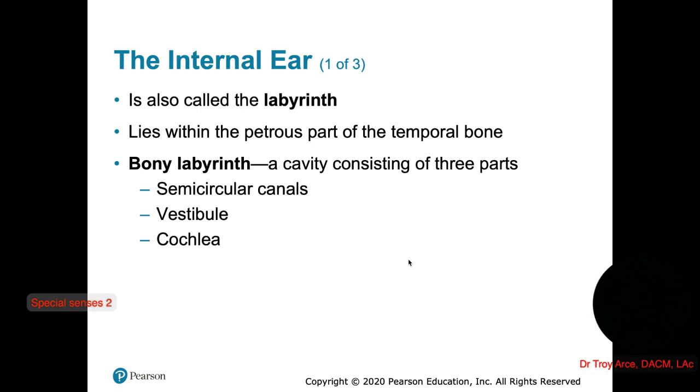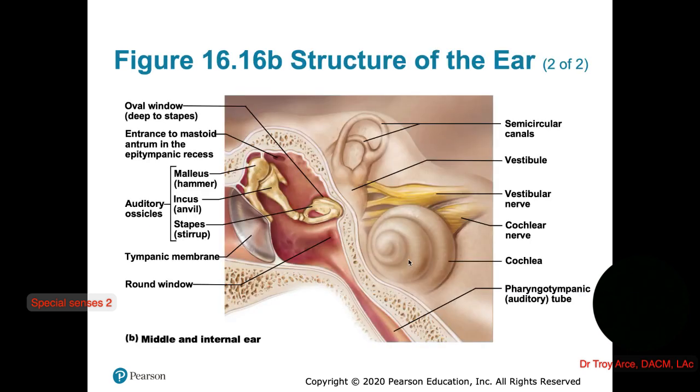And you have your bony labyrinth, which is a cavity consisting of three parts. So understand what these three parts are. They're the semicircular canals, the vestibule, and the cochlea. And here is another picture, getting back to identifying what is what. If you see this picture, know where the cochlea is, know where the malleus, incus, and stapes are. Know the difference, know the division between the external and internal ear.